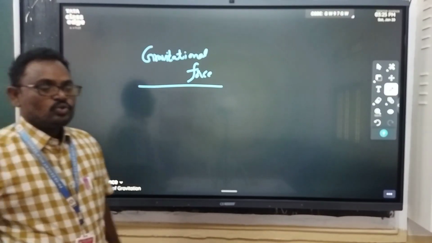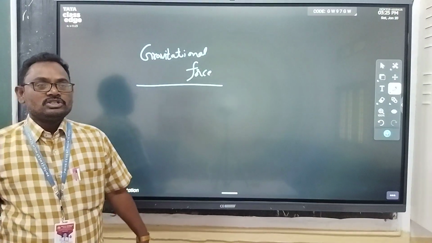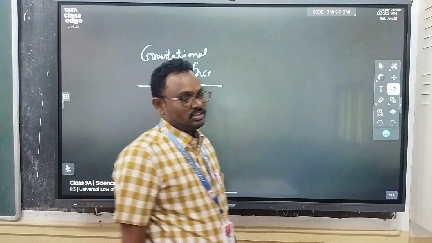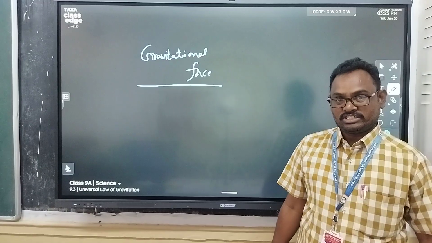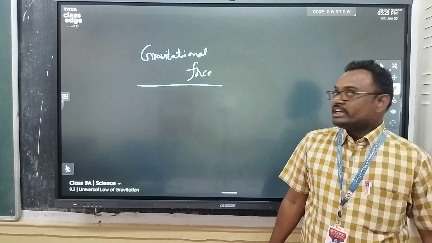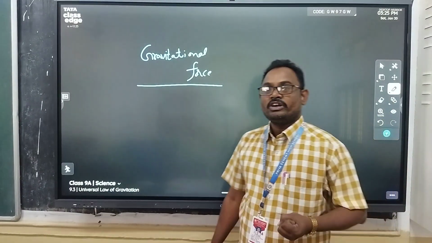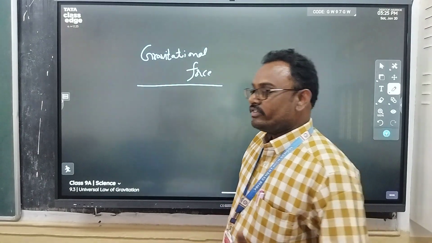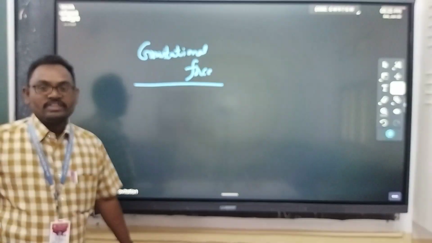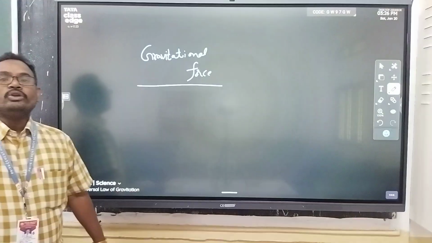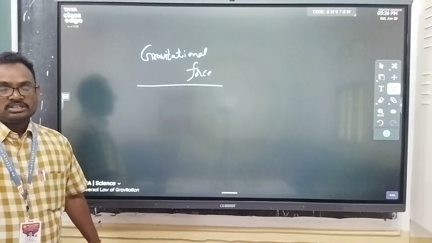So what is gravitational force and what is gravity? Gravitational force is nothing but the force of attraction between any two bodies in the universe. For example, the gravitational force is acting between the moon and the earth. Here the moon is revolving around the earth due to gravitational force.